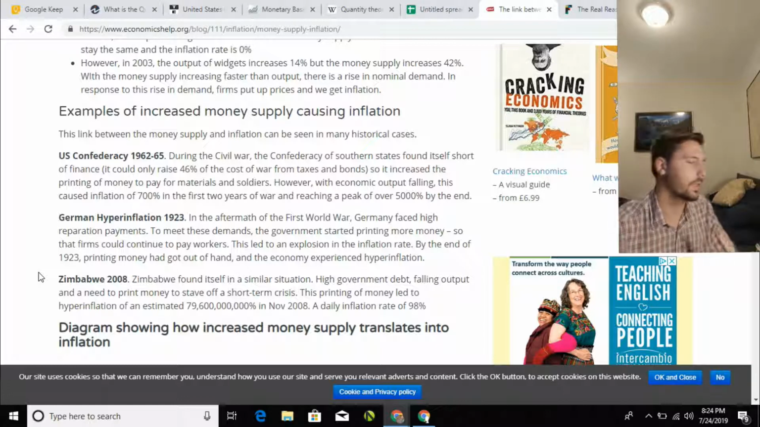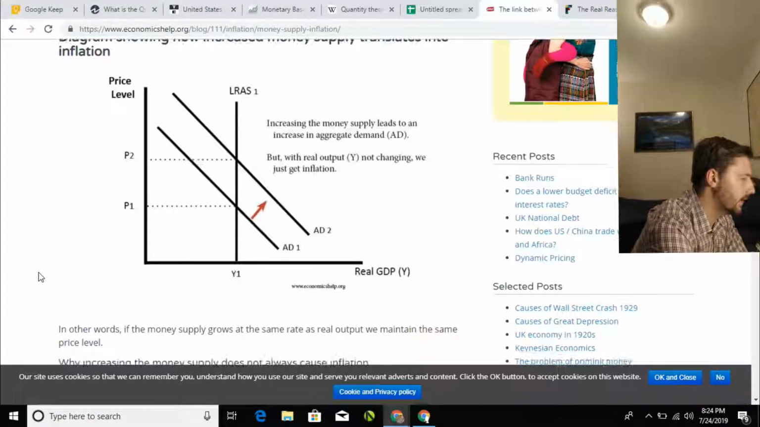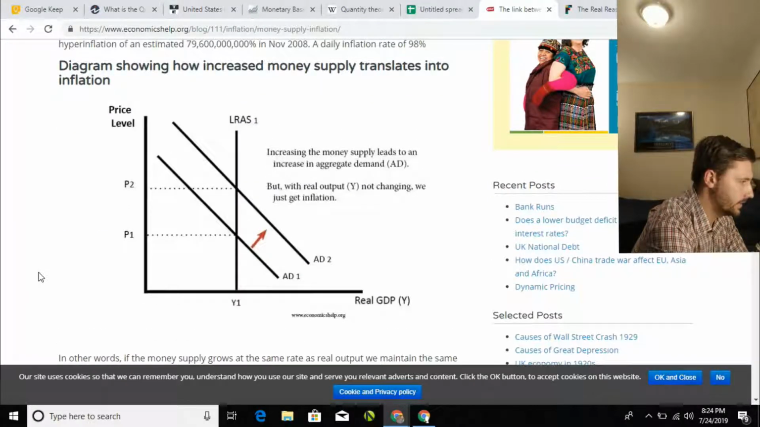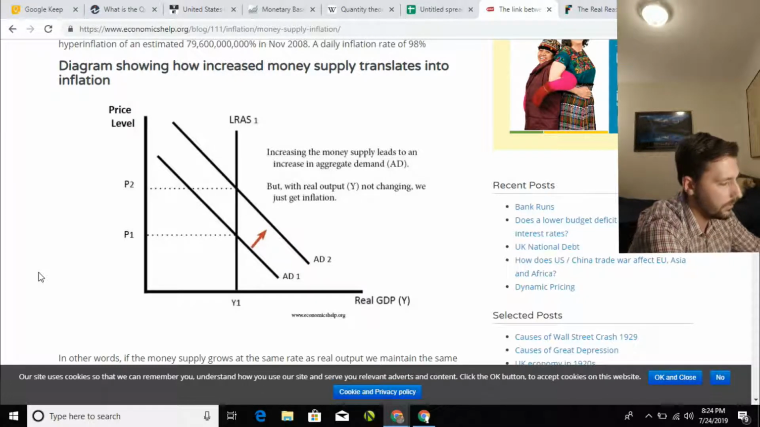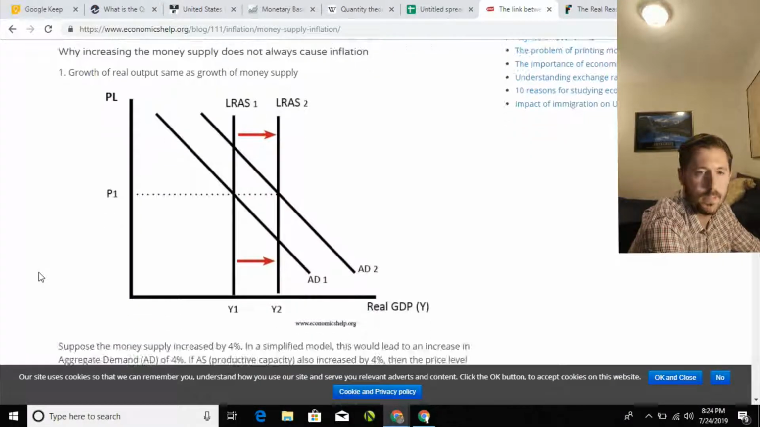And as you can see, increased money supply can translate to inflation based off this long-run aggregate supply and demand curve in this chart here. If real output does not change, you're just going to see a rise in inflation. And if you see your output do change, you may not see a change in inflation. That's according to that model. Now, it's hard to measure money supply.